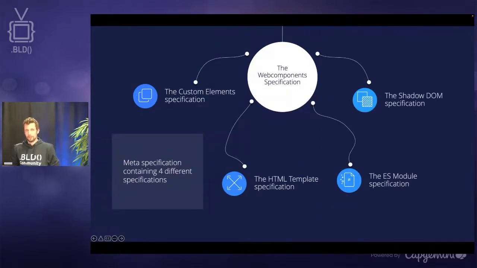Looking at the web components specification, what is it? It basically is a meta specification which contains 4 different other specifications. The custom elements specification, the shadow DOM specification, the HTML template specification, and the ES module specification. In the next slides, I will go deeper into these 4 different specifications.